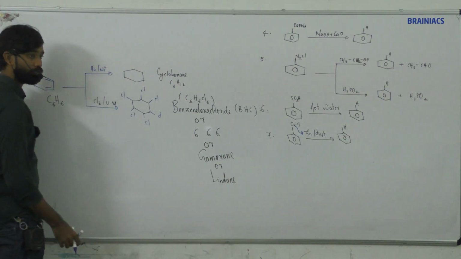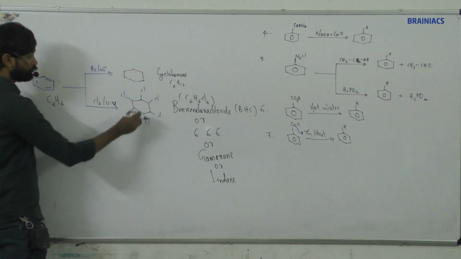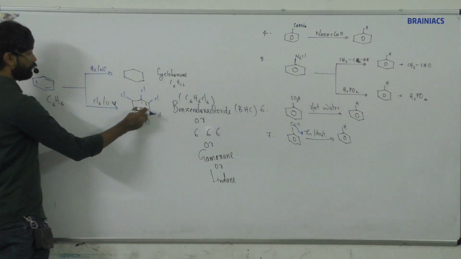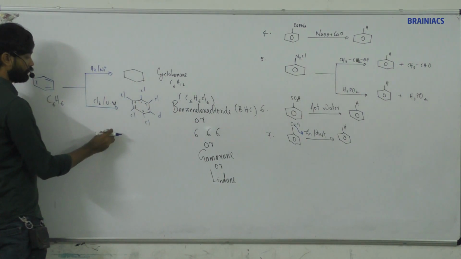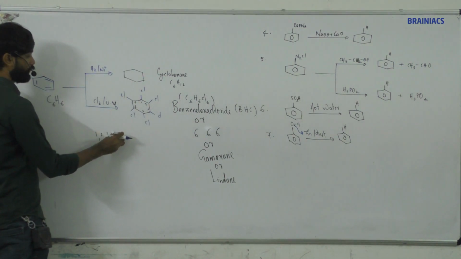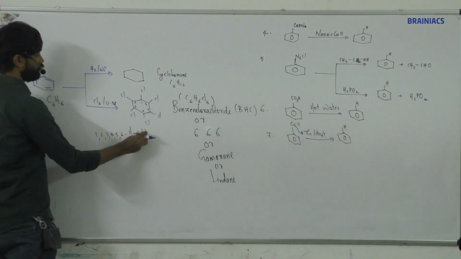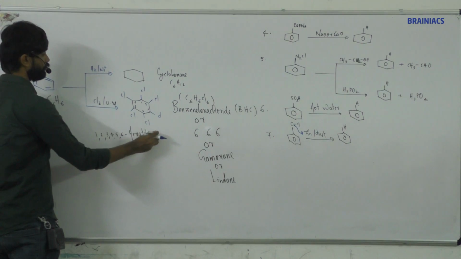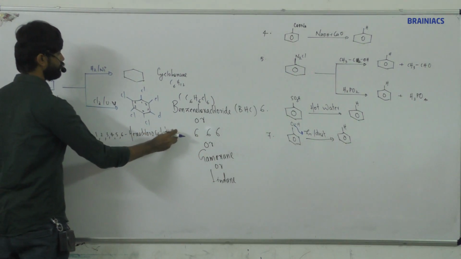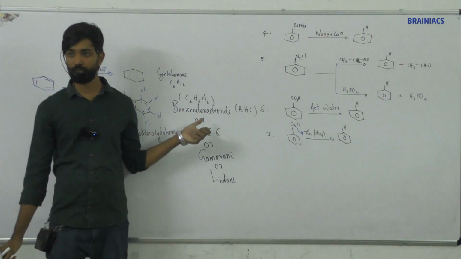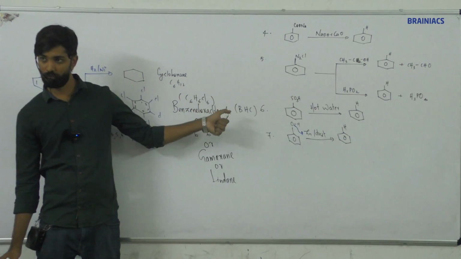What is the actual IUPAC name? 1, 2, 3, 4, 5, 6. Hexachloro. No, this is cyclohexane. Okay, this is a common name. Since the molecule is derived from benzene, they named it benzene hexachloride.